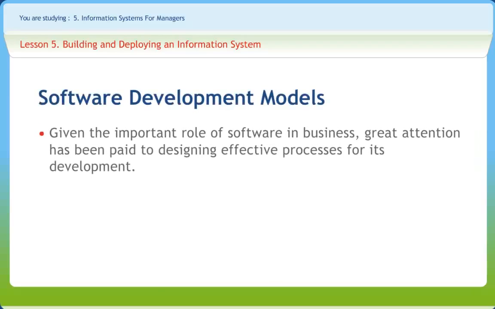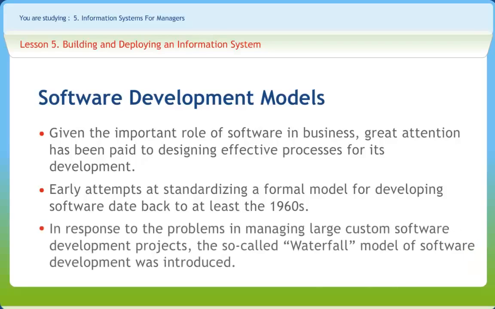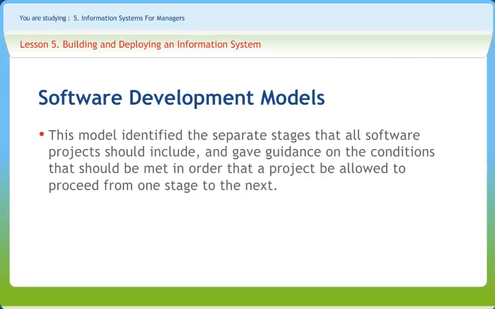Given the important role of software in business, great attention has been paid to designing effective processes for its development. Early attempts at standardizing a formal model for developing software date back to at least the 1960s. In response to the problems in managing large custom software development projects, the so-called waterfall model of software development was introduced. This model identified the separate stages that all software projects should include and gave guidance on the conditions that should be met in order that a project be allowed to proceed from one stage to another.